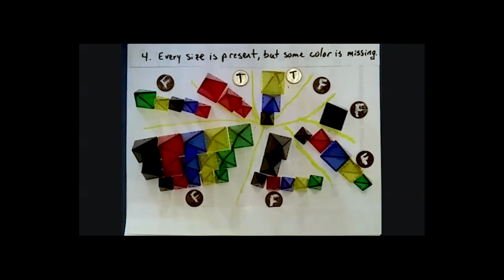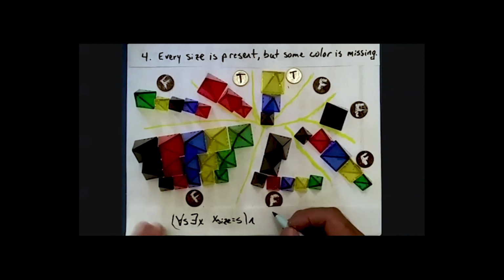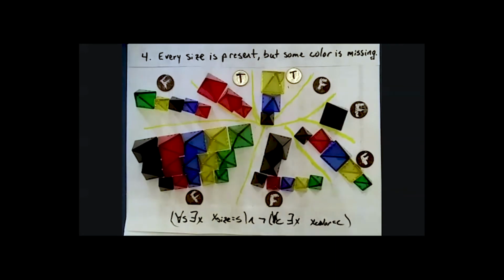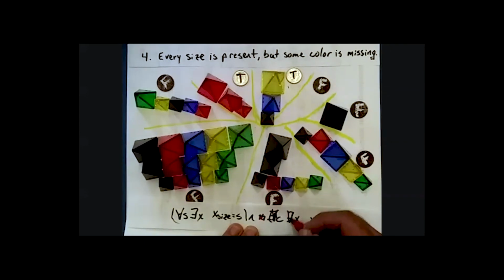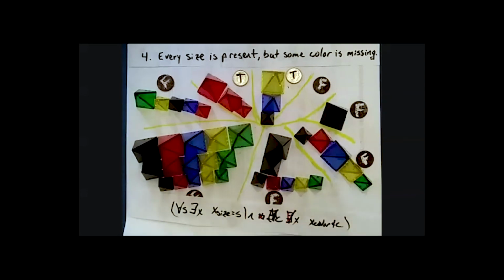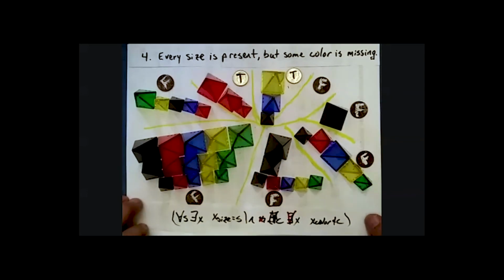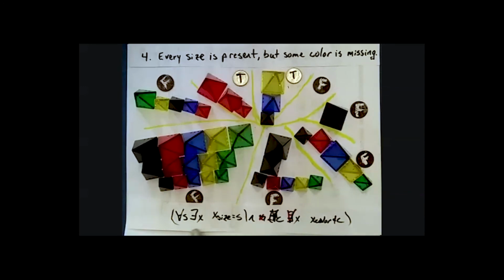Every size is present. That is, for all sizes, there exists a pyramid of that size. And it's not true that all of the colors are present, that for all colors there exists a pyramid that has that color. Now we can push in the negation again, changing the for all to there exists and the there exists to for all, and negating the equals. So for all sizes there is a pyramid with that size, and there exists a color, where for all pyramids the pyramid does not have that color.